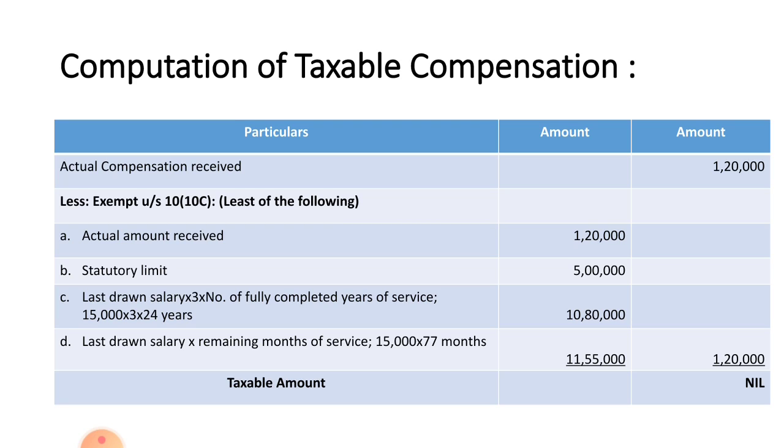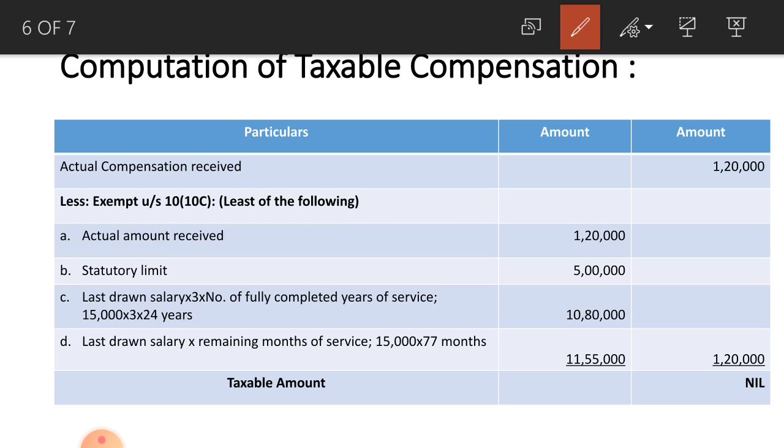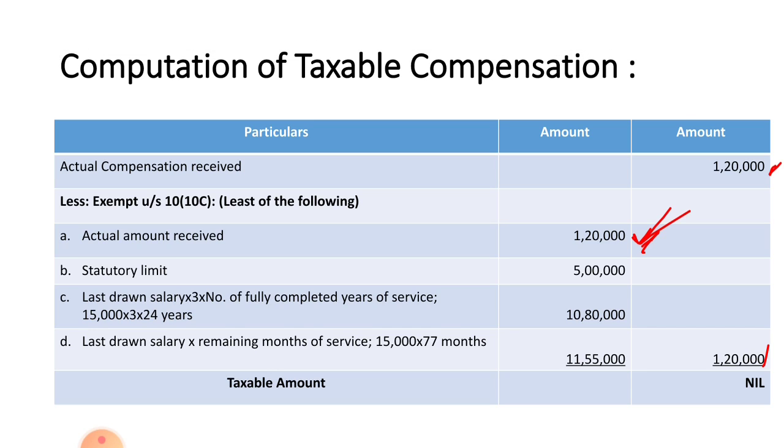Least of the following is actual amount received of 1,20,000. Here actual compensation received is 1,20,000 and least also 1,20,000. So taxable amount is nil because from actual compensation received you deducted the actual amount received only, because that is the least one. So taxable amount is nil. No need to pay any tax on compensation on voluntary retirement.